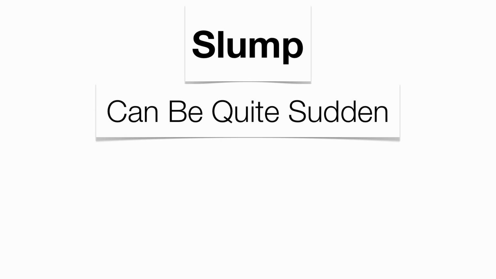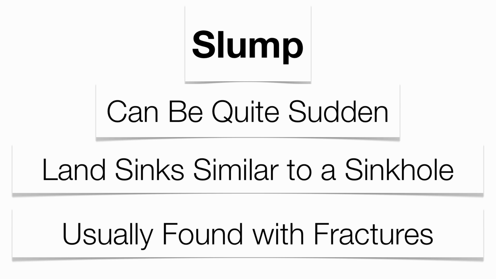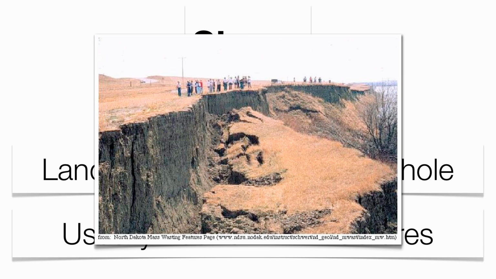Slumps. These can be quite sudden at times, very simply because they kind of act like a sinkhole without the carbonation. These usually occur in areas where the rock underneath the soil has become broken, and for whatever reason, the rock can't support the overlying weight of the soil, and it slumps downward. And you can see here that this slump right here is quite a large one, with the entire cliff face actually slumping downward.